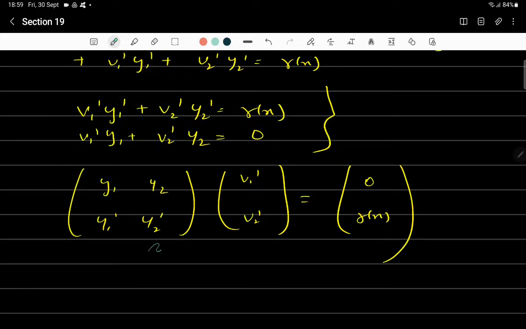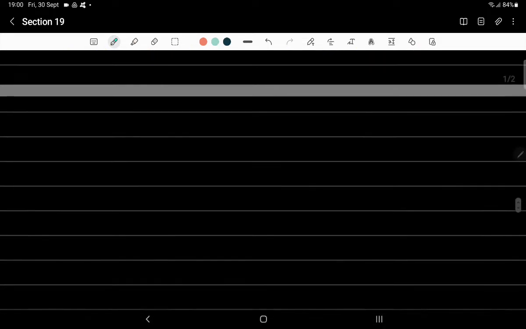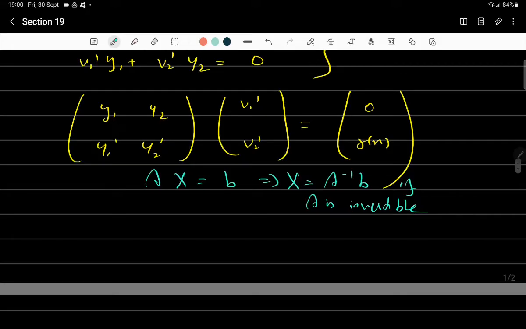So this system looks like Ax = b, and its solution is x = A inverse b if A is invertible. So what do you think? Is A invertible or not invertible? A is invertible if the determinant of A is non-zero.